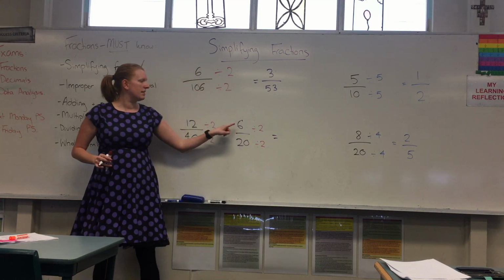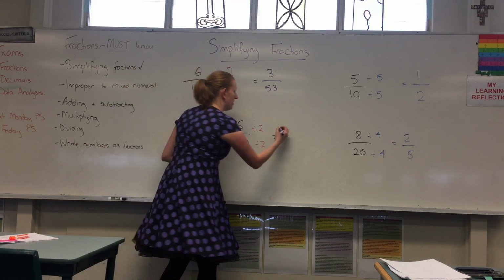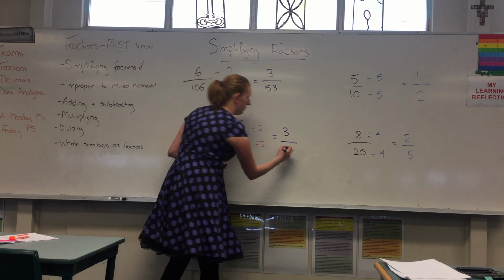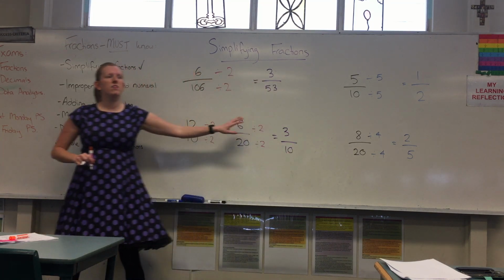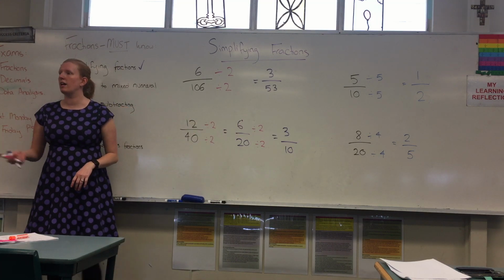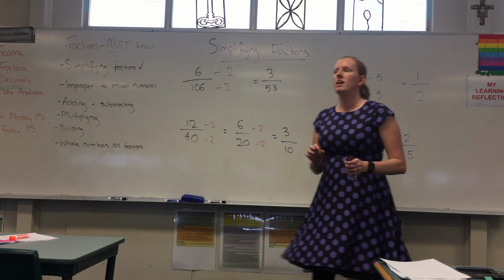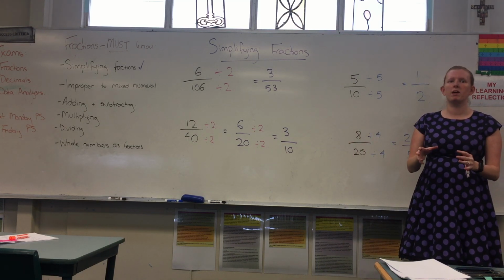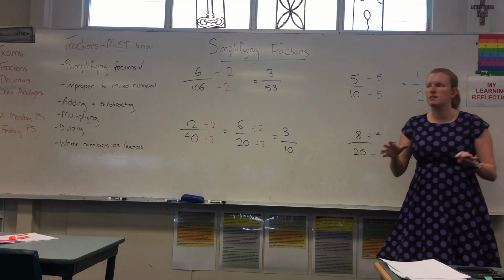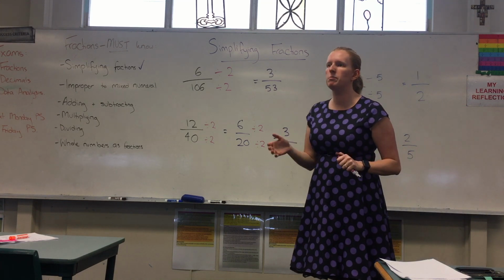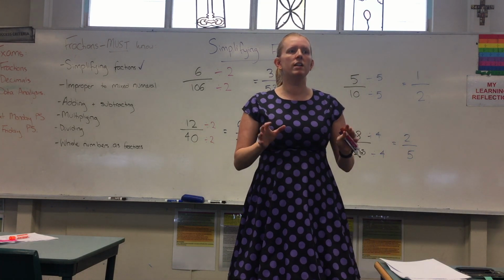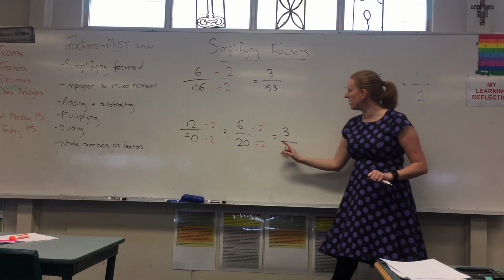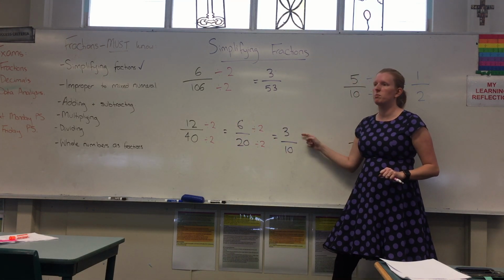So 6 divided by 2 is? 3. 20 divided by 2 is? 10. Now, can these be divided by 2 anymore? No, they cannot. Cool. So if ever you're stuck and you can't think, you're in an exam and the pressure's high and you can't remember your times tables, when in doubt, divide by 2. Just keep on going until you get numbers that can't be divided by 2 anymore.